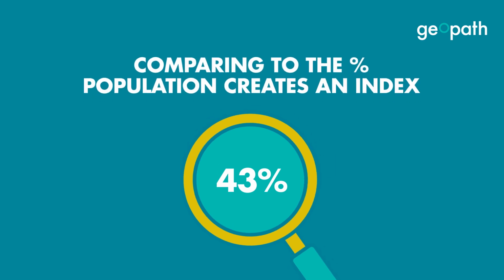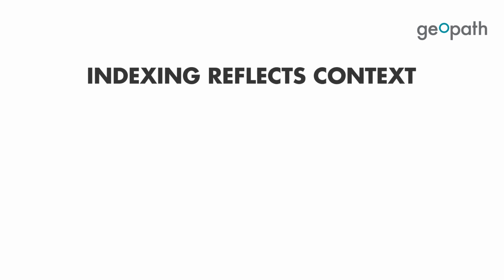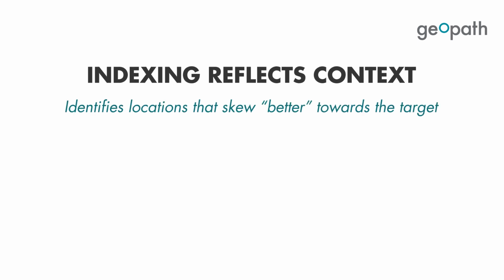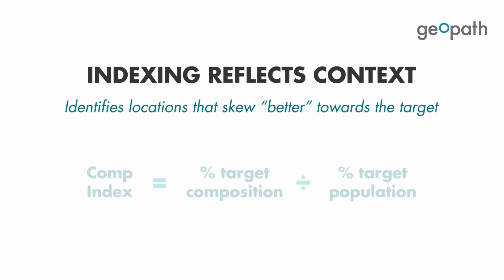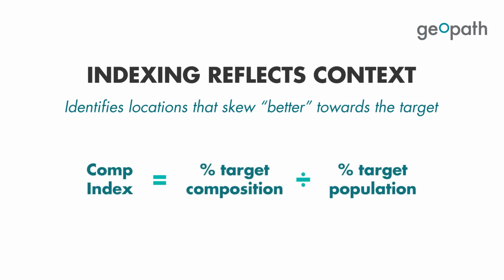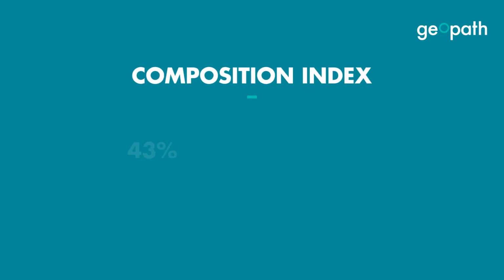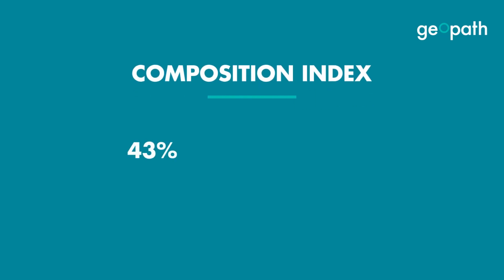Comparing these two numbers, percent composition to percent population, is how we create an index. Indices are an easy statistic used for comparison purposes and to provide context. The math is simple and is already calculated and included in many media planning softwares. But if you ever need to calculate a composition index, take the percent composition and divide it by the percent target population. In our earlier example, we had a 43% composition and 35% of the population. The index for that is 122.